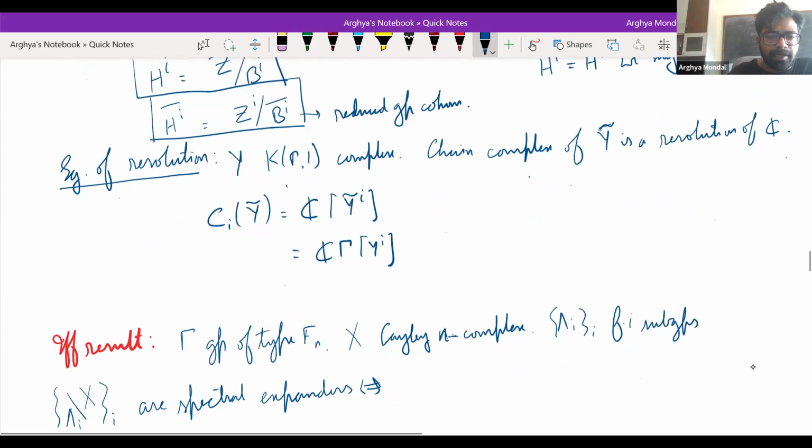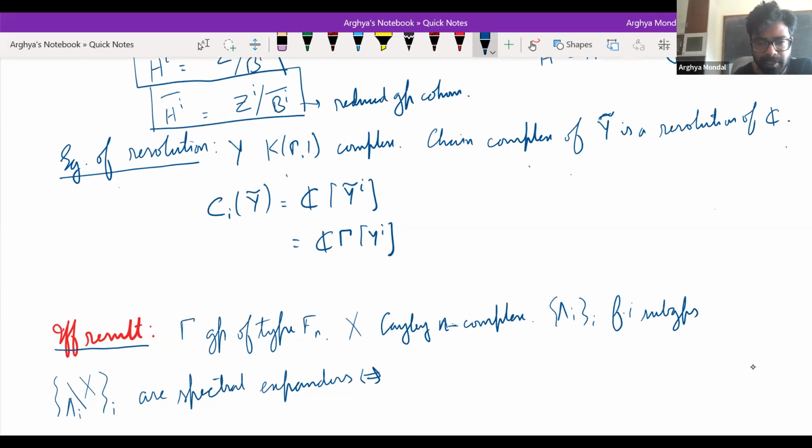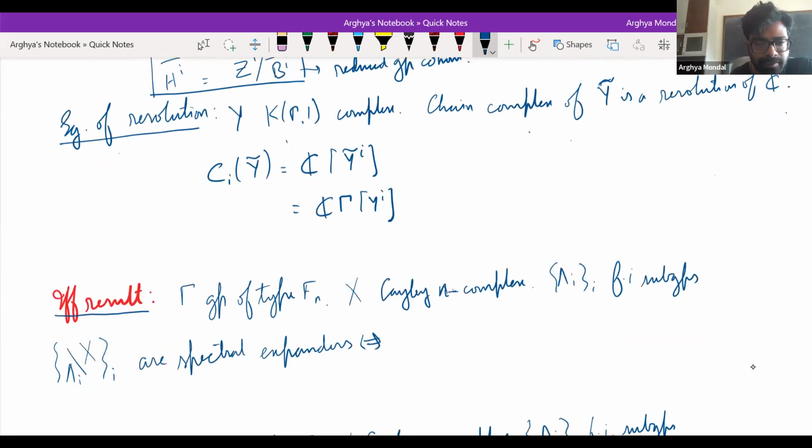Okay. So the if and only if result that I was talking about, which is the higher dimensional generalization of the result that a family of quotients of Cayley graphs are expanders if and only if the group has property tau, goes like this. Again take the same setting: gamma is a group of type Fn, X is a Cayley complex, and you look at a bunch of finite index subgroups.